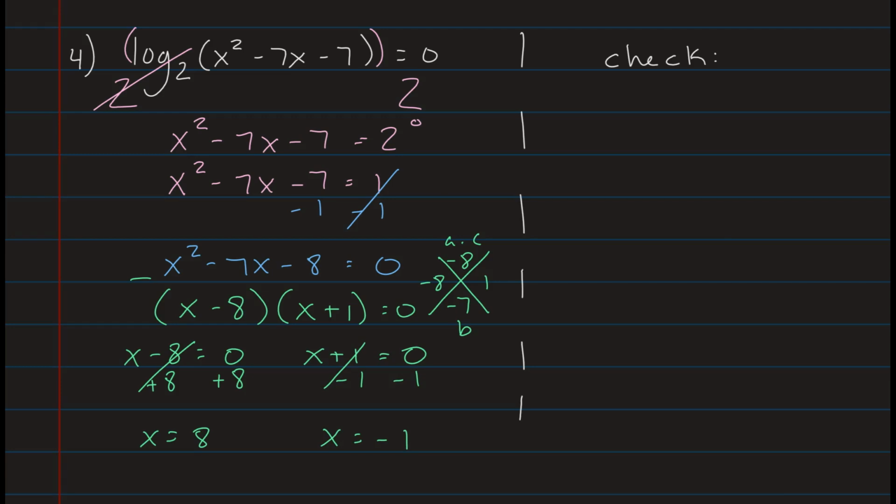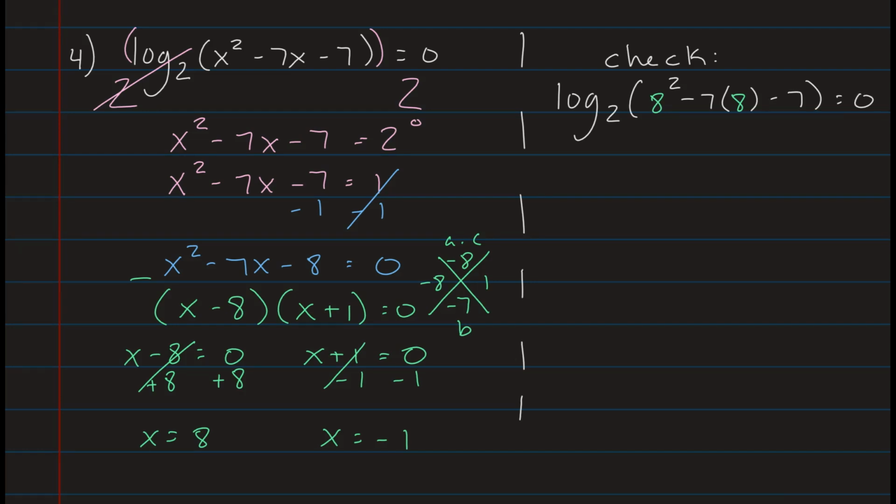Now before I can circle these and be done, I must check each one of these solutions, meaning I need to plug each one back in for x of the original equation. So I have log base 2 of, now I'm going to plug 8 in first. So I have 8 squared minus 7 times 8 minus 7 is equal to 0.